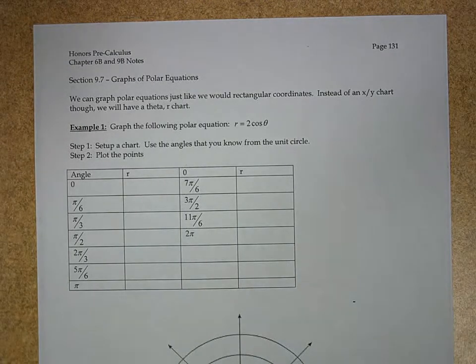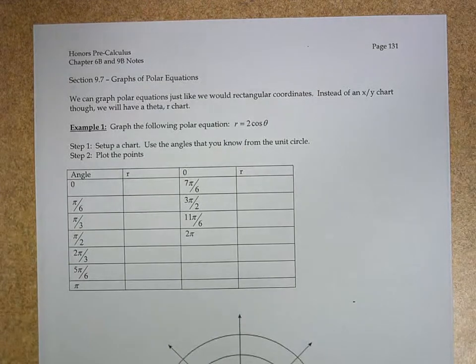Now we want to look at graphs of polar equations. With graphs of polar equations, we're going to go through the process that you did with rectangular equations. With rectangular equations, when you first started graphing a line, you made an XY chart where X was 0, 1, 2, 3, 4. And then you plugged that 0, 1, 2, 3, 4 into your original equation and you got your Y out. And then you had an XY ordered pair that you graphed.